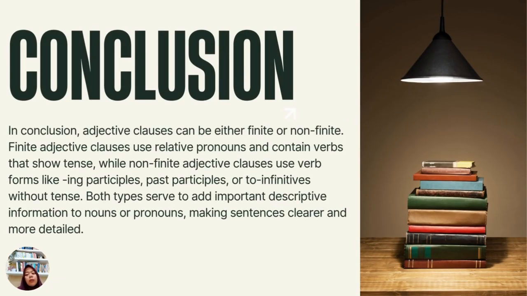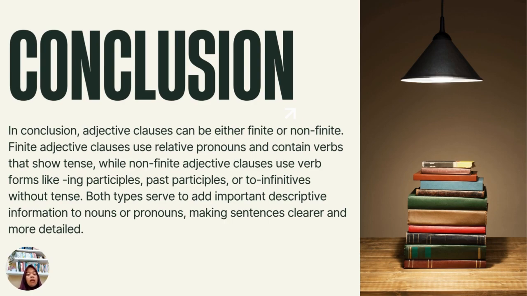Let's now conclude our section on adjective clauses. In summary, we have learned that there are two main types of adjective clause, finite and non-finite. Finite clauses use relative pronouns like who, which, and that, and they have a verb with a specific tense.